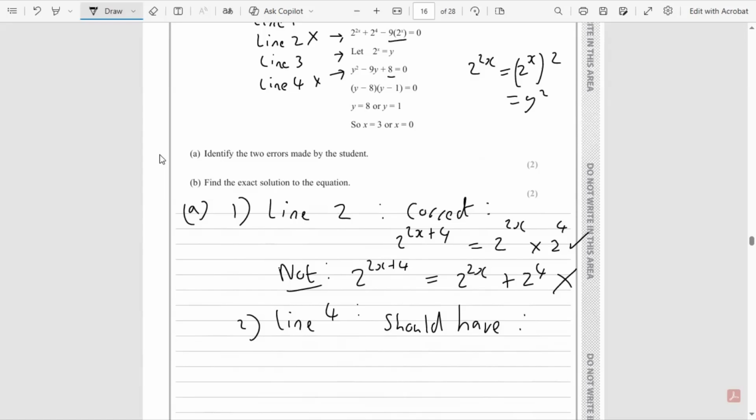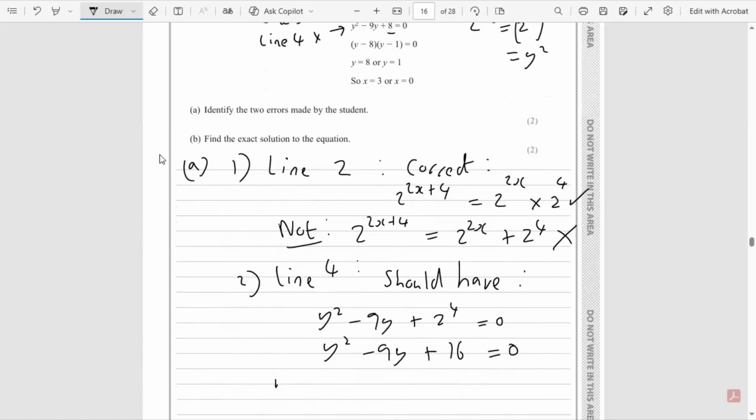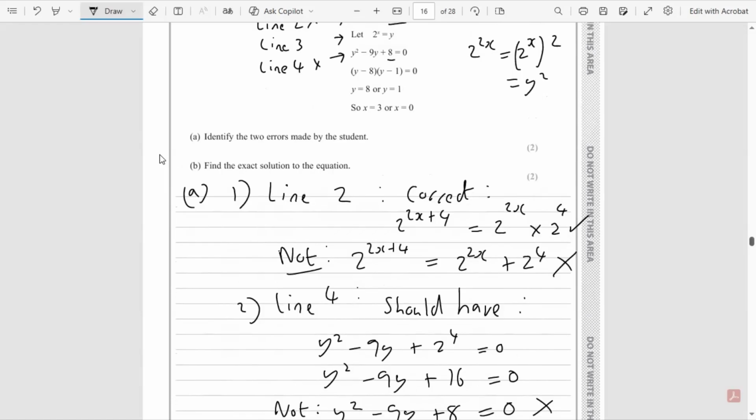y squared minus 9y plus 2 to the power of 4 equals 0. So that would be y squared minus 9y plus 16 equals 0. Not, let's just say here, not y squared minus 9y plus 8 equals 0. Perfect, brilliant. So that's the first part of the question.